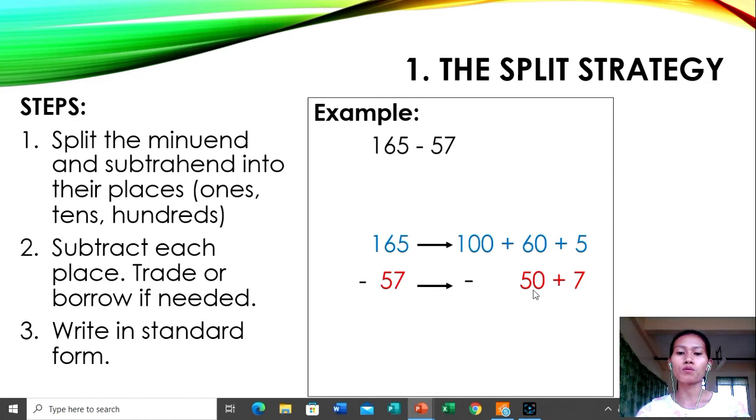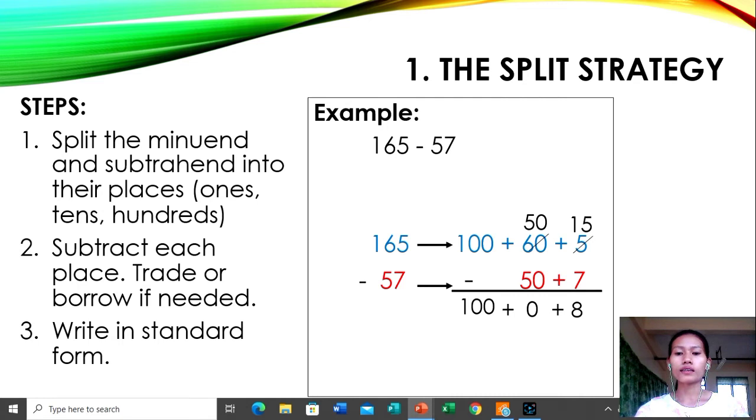And then, we subtract. So, 5 minus 7 cannot be. So, what we will do is borrow 10 from 60. So, the 60 becomes 50. And then the 5, because we borrowed 10 from the 60, becomes 15. So, 15 minus 7 is 8. And then, 50 minus 50 is 0. And then, bring down 100.